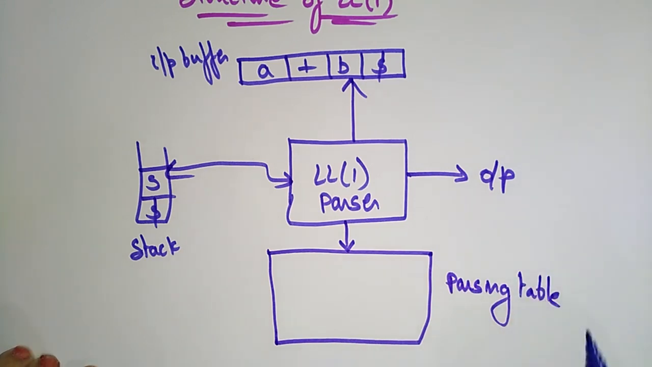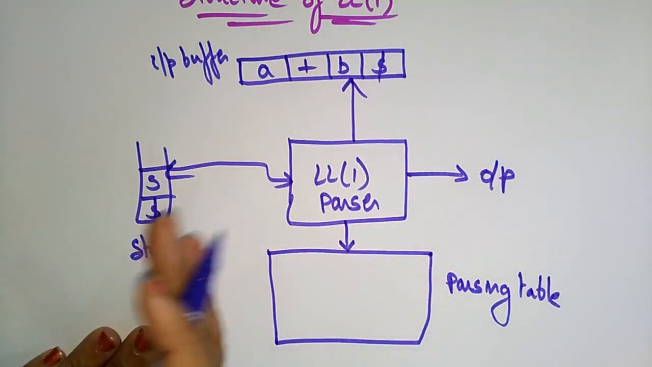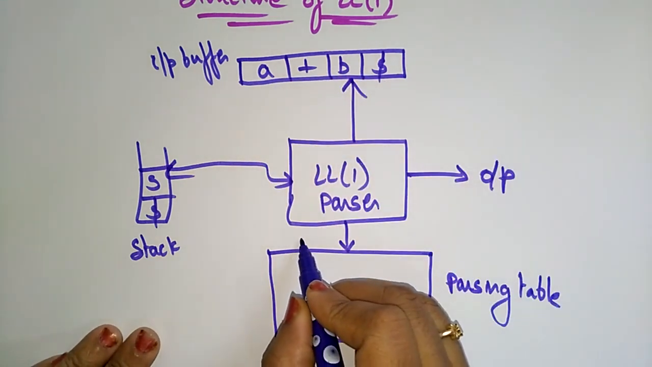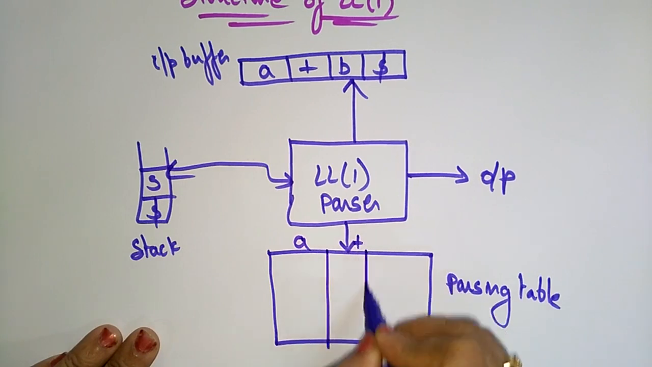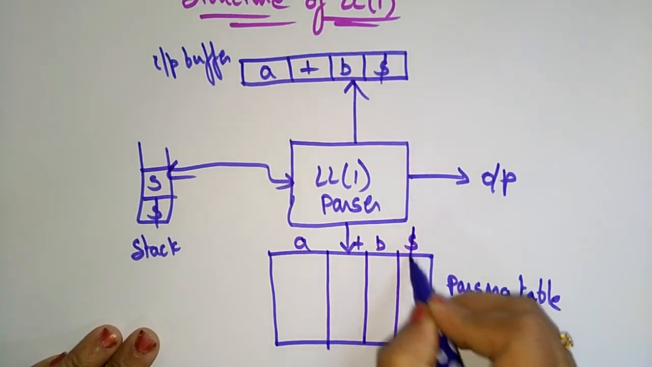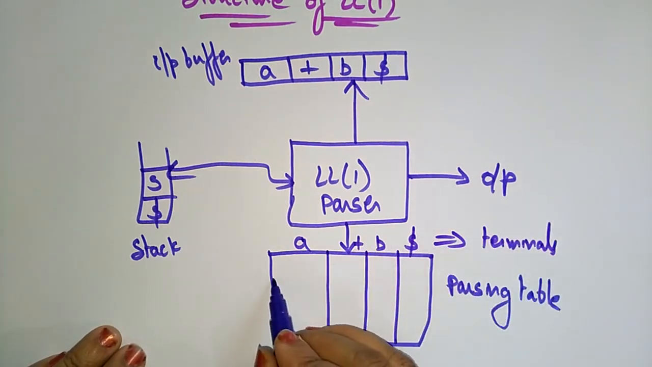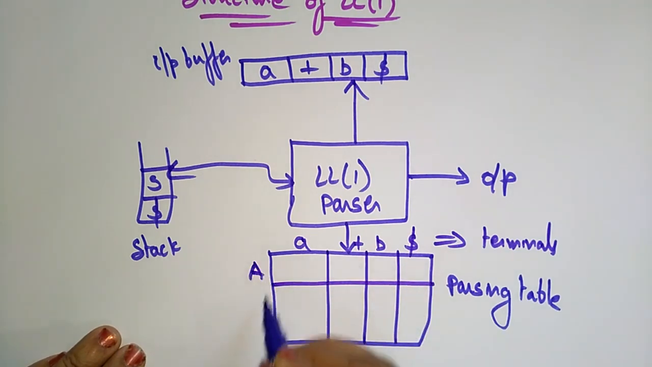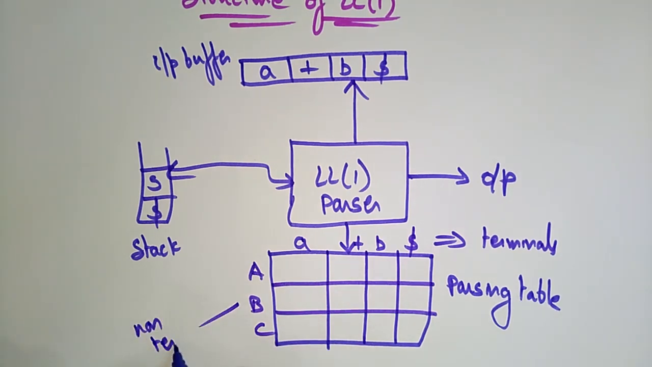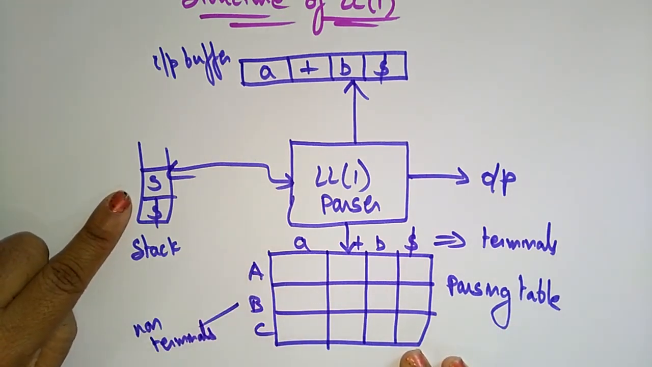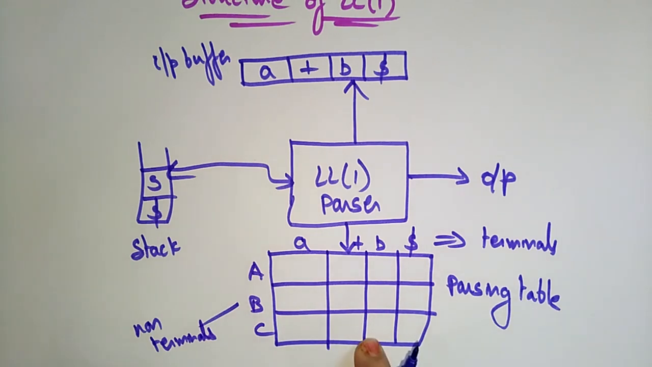This parsing table is different for different grammars. Let's take the non-terminals on the rows and the terminals on the columns. The terminals that we are using here are A, plus, B, and dollar. The terminals are placed on the columns. And here let's take the non-terminals A, B, and C, which are produced by the production S with the start symbol. So this is a parsing table, which is a two-dimensional table.